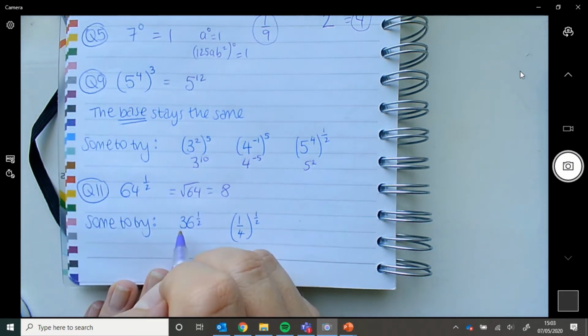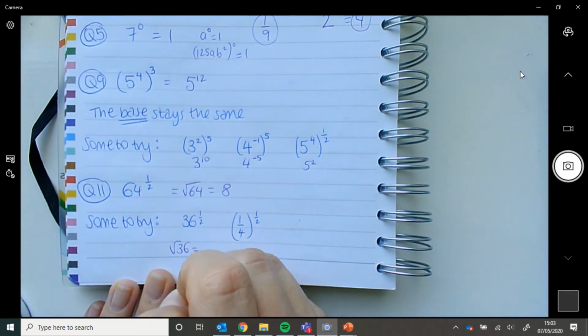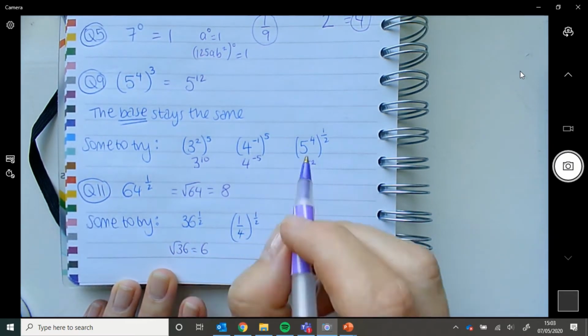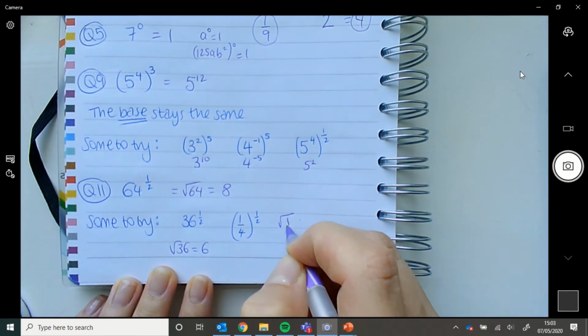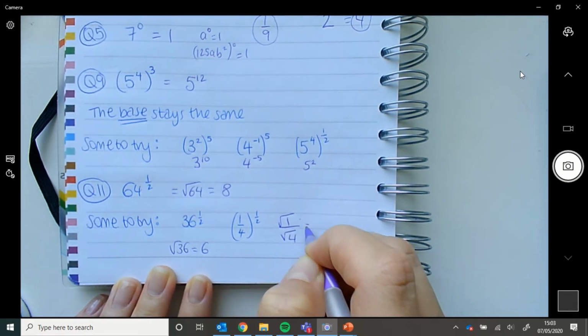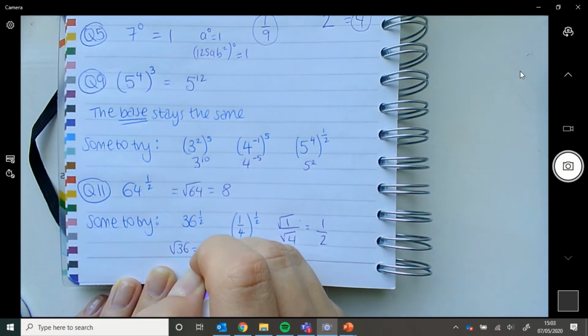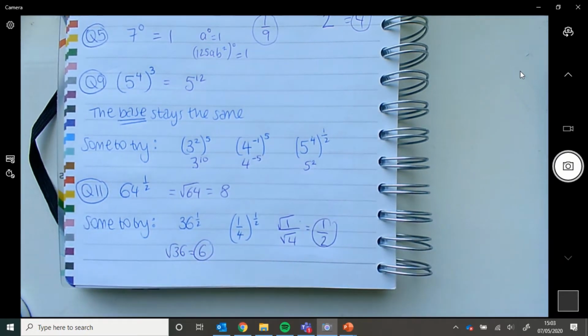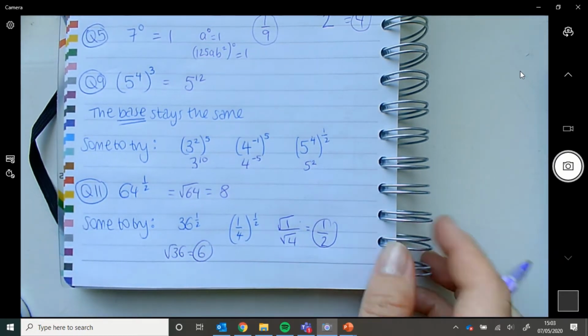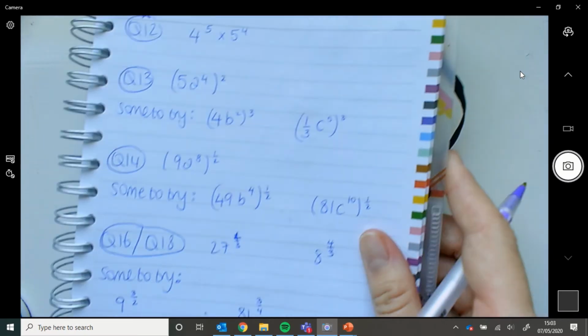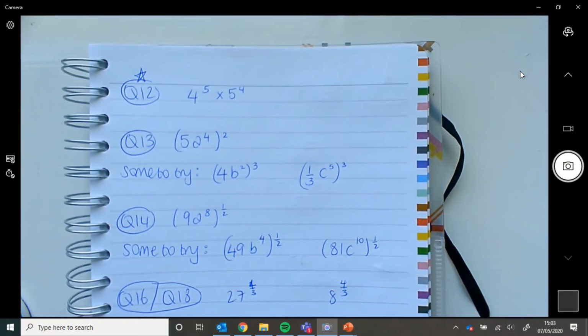Okay, first one, I'm going to square root 36, which is 6. And this one I need to square root everything. I'm going to square root the 1 and I'm going to square root the 4, which gives me a half. So 6 and a half for my 2 answers. Okay, moving on. Next one that we got wrong, a particularly difficult question for us, was question 12.